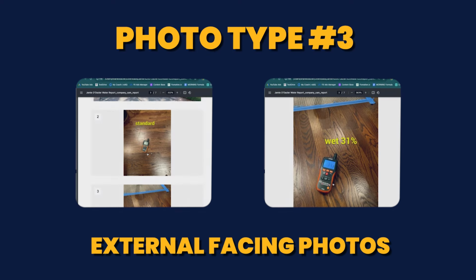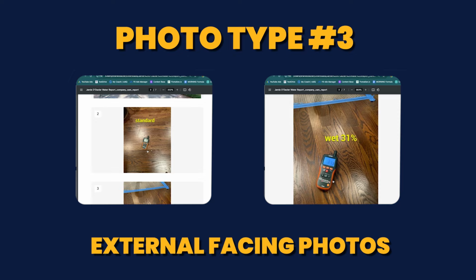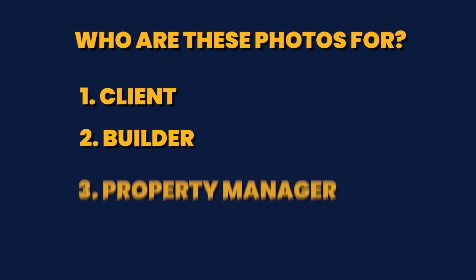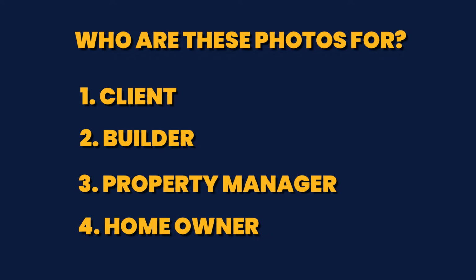And that brings us to the third set, which is external facing photos, right? So what is an external facing photo? These are going to be ones that you will annotate specifically not to talk to your team, but to explain to the viewer what's going on. So these will often be the same thing that you're going to send to your client, okay? Or whatever third party payer, maybe it's a builder, maybe it's a property manager, maybe it's a homeowner, I don't know what it might be, okay?